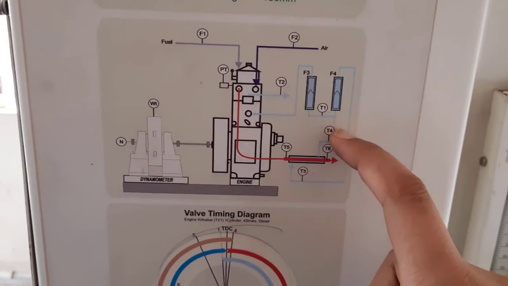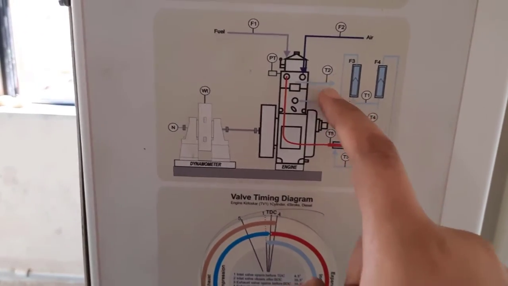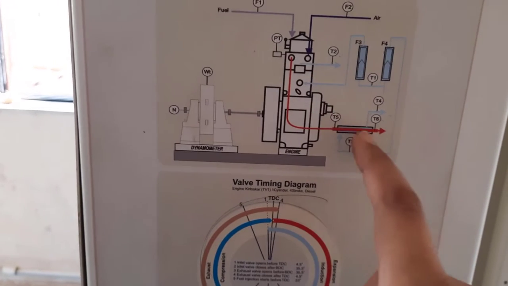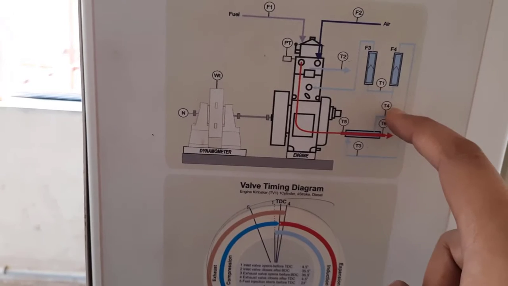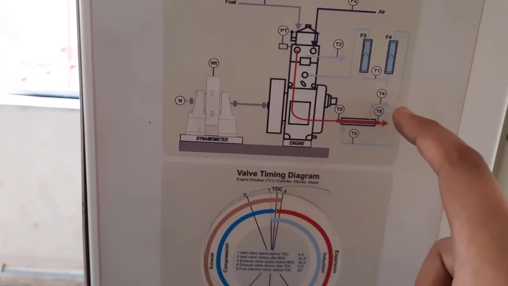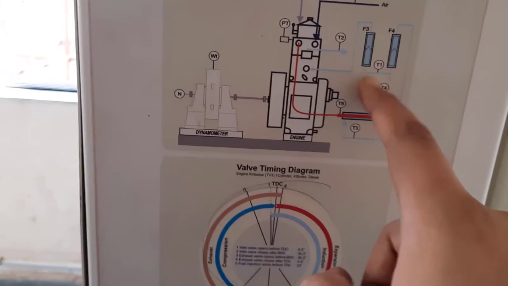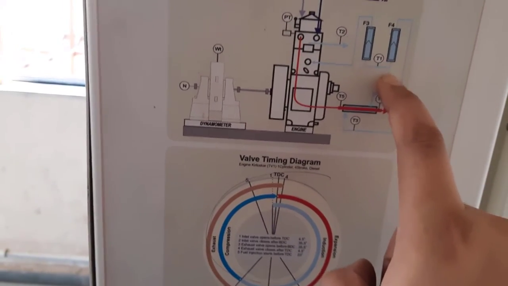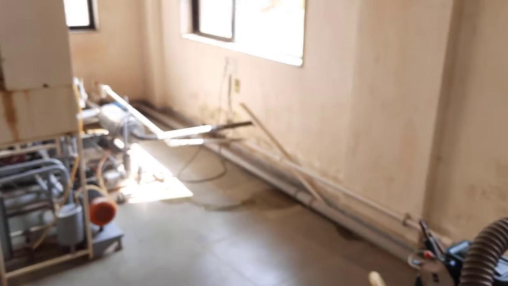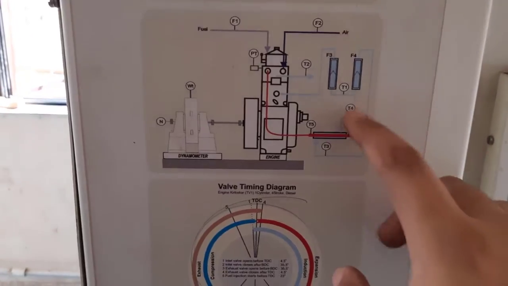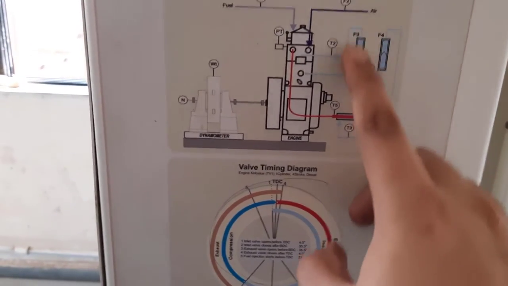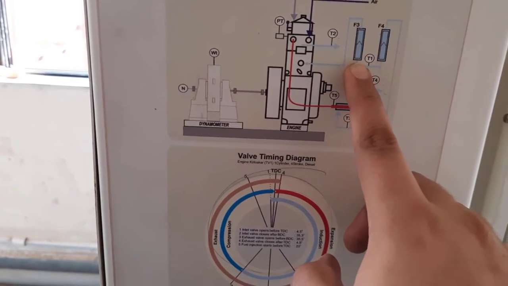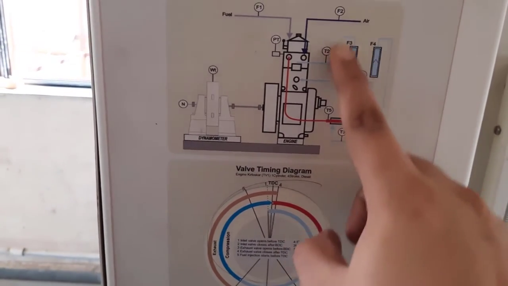What is this T4? Let me explain T4 first. T4 is the outlet temperature of water from the calorimeter. Water is going into the calorimeter. See over here, T1, from here the water inlet is starting. That is our pump, the pump which I showed you. Coolant water is coming in and going through F3 and F4. F3 is the rotameter which is measuring the flow rate of water into the engine.